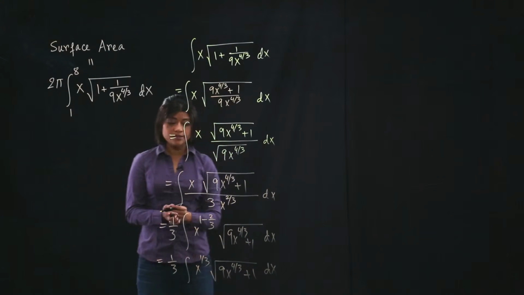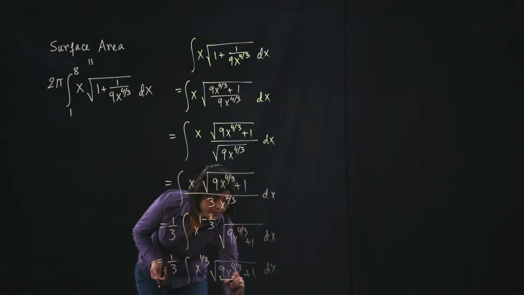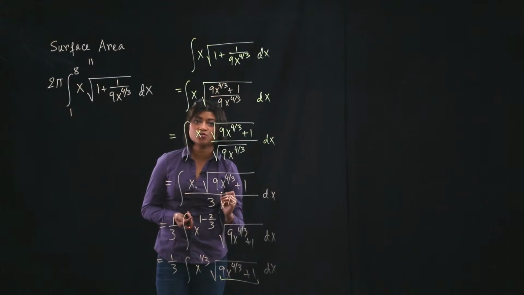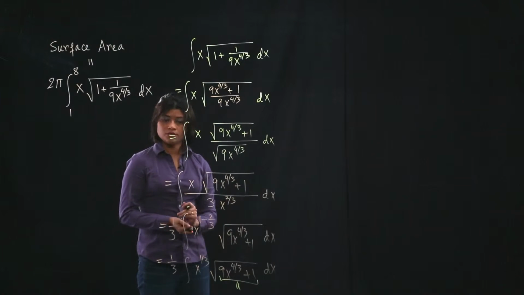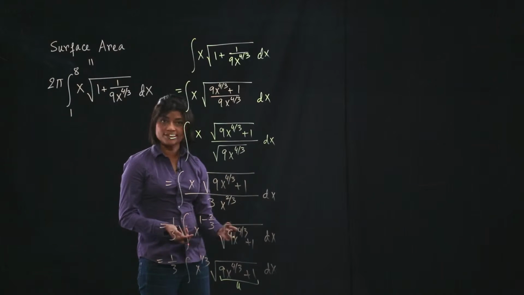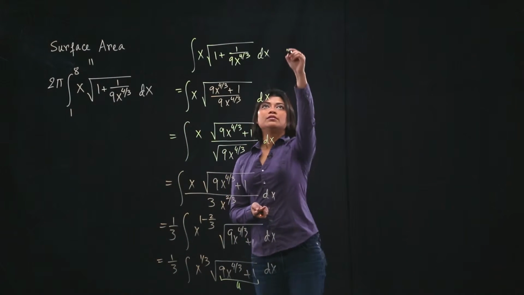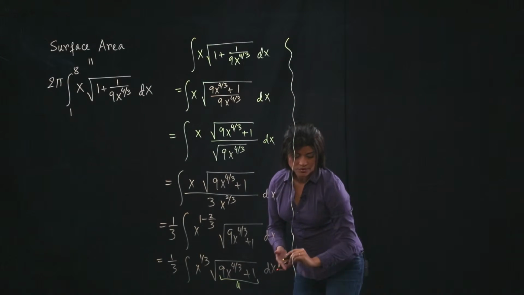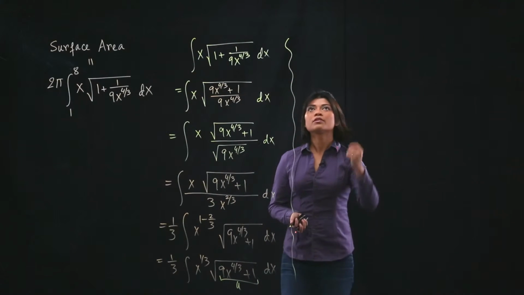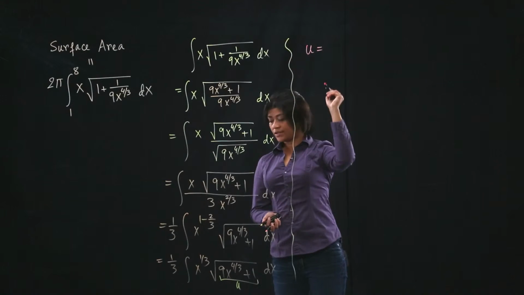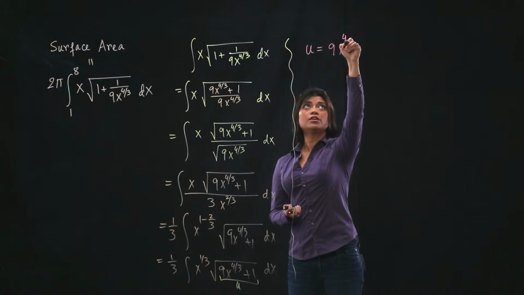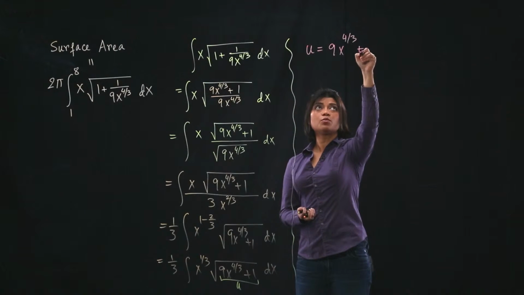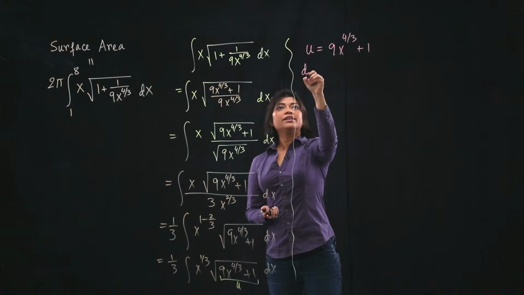Now what will u be? Well, obviously the portion that's inside the square root. Let's see, if we take u to be that function, should we get back the remaining one as du? Okay, so let's set u to be 9x to the 4/3 plus 1 and differentiate.